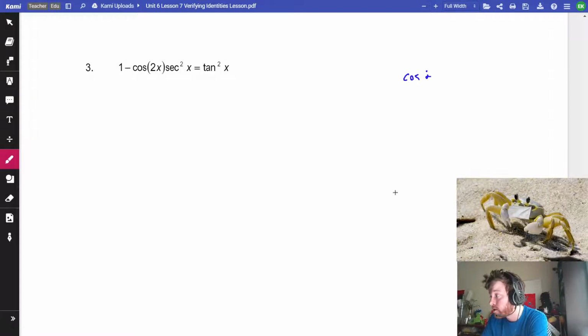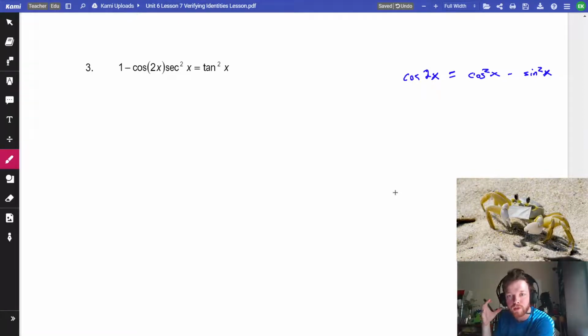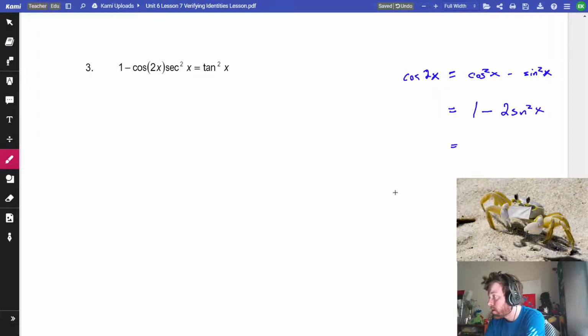We got cosine 2x, which is equal to cosine cosine minus sine sine, where the angle is x plus x. So cosine cosine is just cosine squared x, and sine sine is sine squared x. But then we have all the Pythagorean equivalents, where we change cosine squared or sine squared into its counterpart. When you turn cosine squared into 1 minus sine squared, you get 1 minus 2 sine squared x. And when we change sine squared into 1 minus cosine squared, we get 2 cosine squared x minus 1.